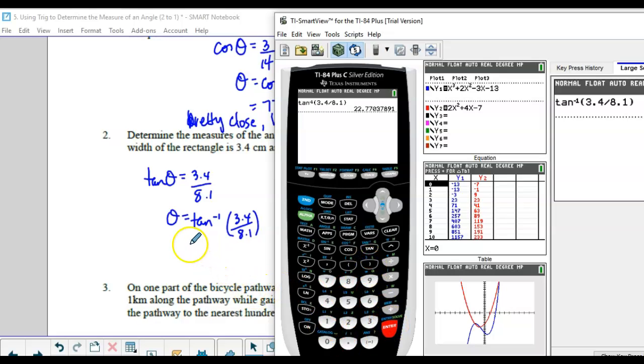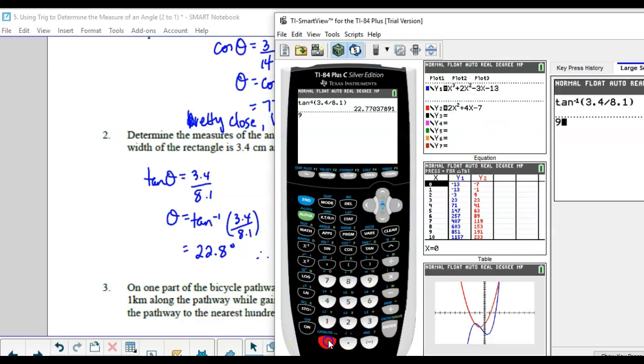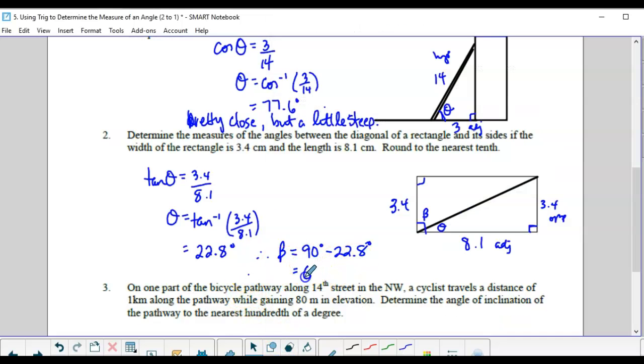Okay, so that's 22.8 degrees, and therefore beta will be 90 minus 22.8 degrees. So 90 minus that answer is 67.2.